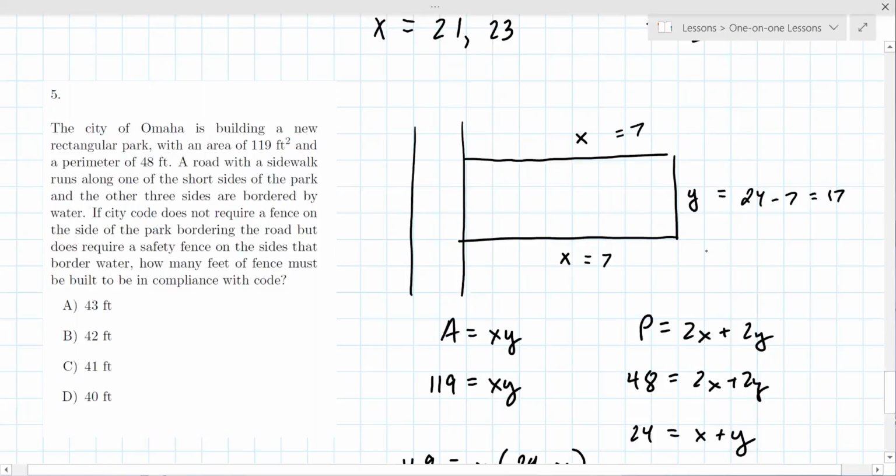Exactly. So we got this problem again, but I just want to illustrate this. You got 7 plus 7 plus 17. That answer isn't here, so that's good, because that means you did something wrong. But this is 17, and this is 7. Then you get 17 plus 17 plus 7, which is 41 feet.